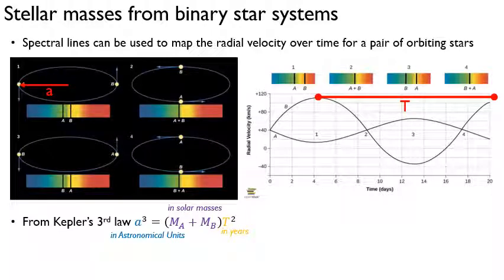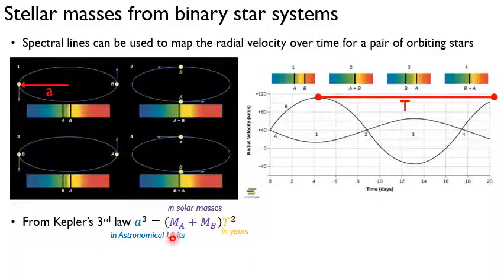So how do we actually get masses from this? Well, we need to use Kepler's third law. So remember what Kepler's third law is: the semi-major axis, which is sort of like the radius if it was a circular orbit, the semi-major axis cubed is proportional to the period squared.